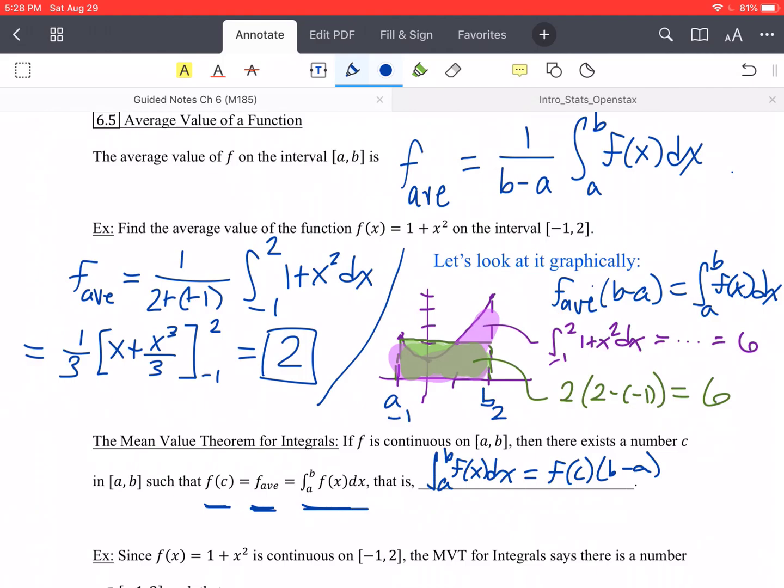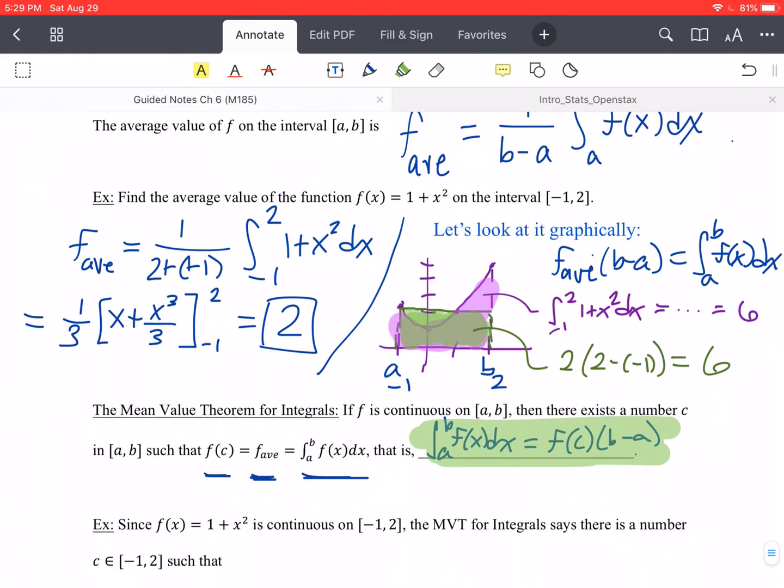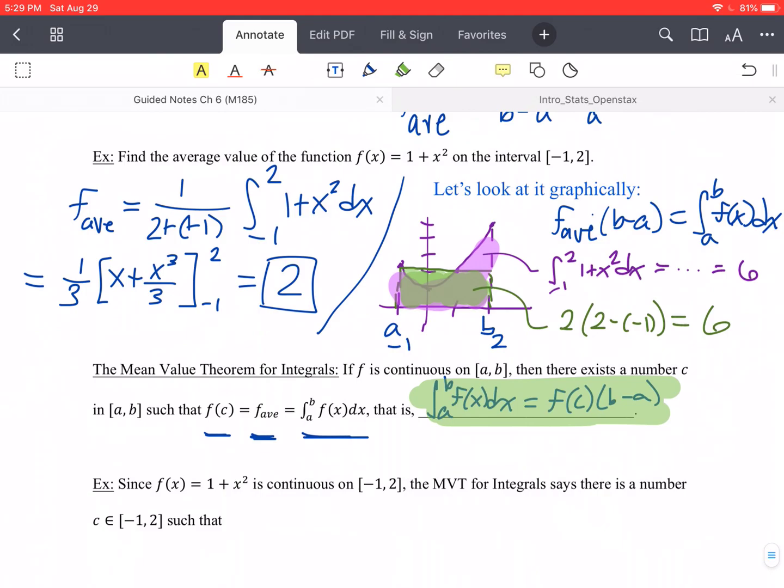So this is what we're going to be able to use. If you remember the mean value theorem for derivatives, it said at some point along an interval there must be some value where the instantaneous rate of change, the derivative, is equal to the average rate of change. Slope of the tangent is equal to slope of the secant. Well, for the mean value theorem for integrals, it's telling us there is some point along the way where we get the value of the integral being equal to that average value.